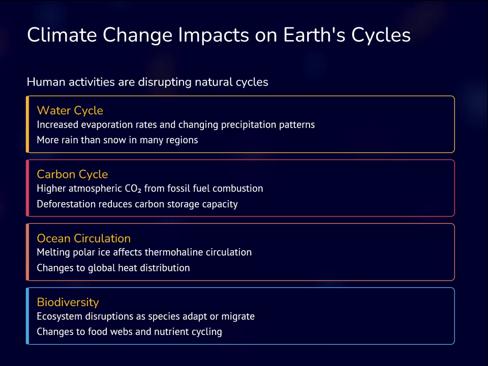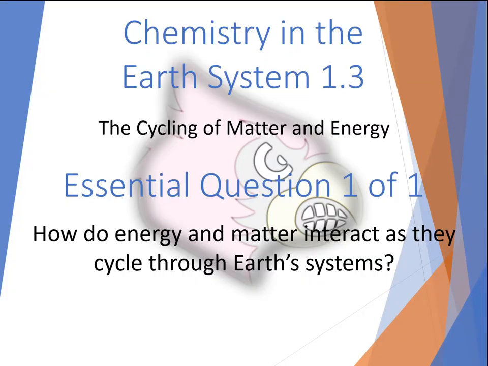We also see biodiversity and feedbacks. Ecosystems adjust or stress. Nutrient cycling and food webs shift. At this point, you should be able to generate a full and appropriate response to today's essential question: How do energy and matter interact as they cycle through Earth's systems?